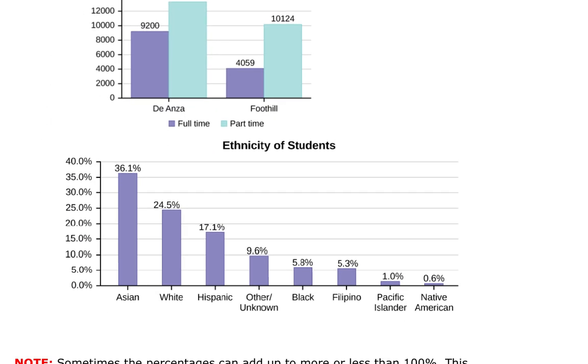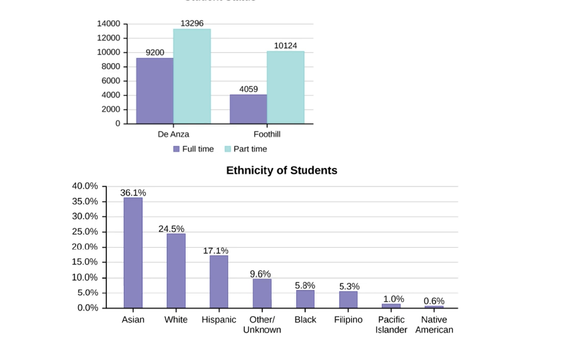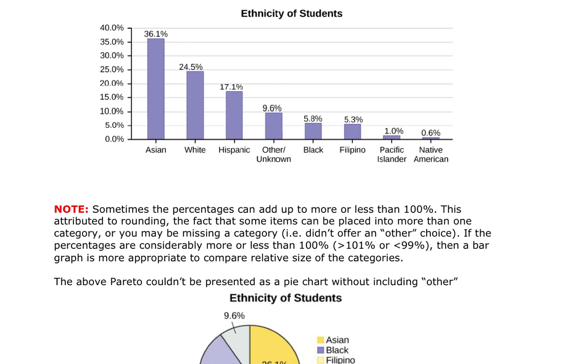And then in this example here, this is maybe the ethnicity of one of those two schools. Let's assume it's Foothills. You can see that this one goes from the highest, which is Asian, down to the lowest, which is Native American. And it is organized by the highest quantity first to the lowest quantity last. Now, if I were to put the ethnicity into a pie chart and I did not include other, then I wouldn't have been able to put it into a pie chart.